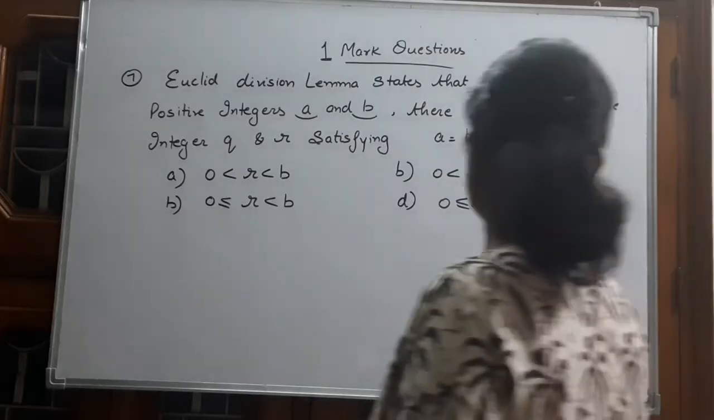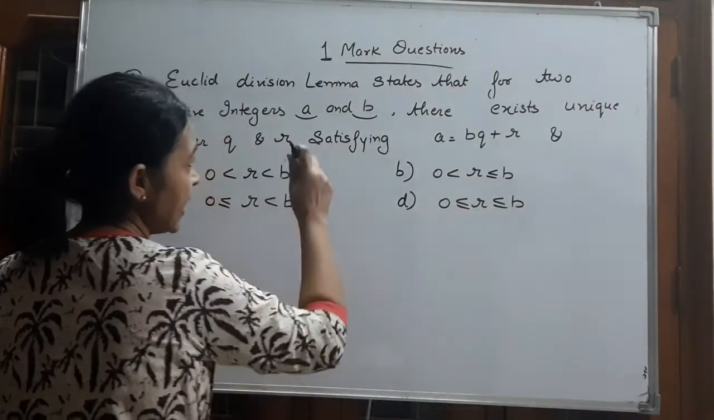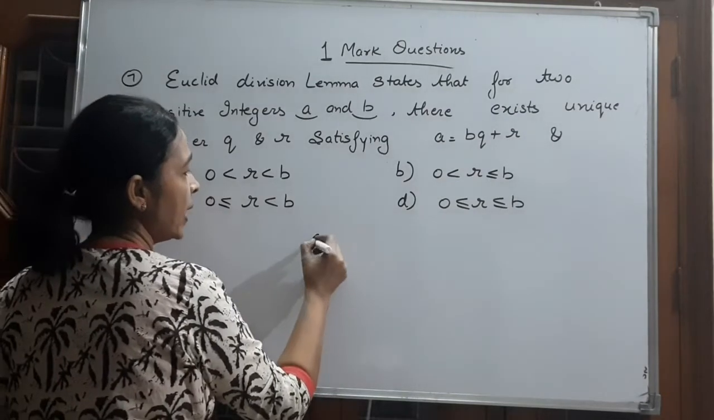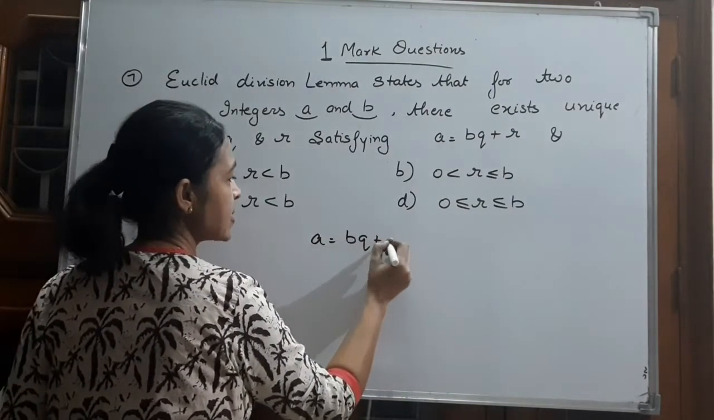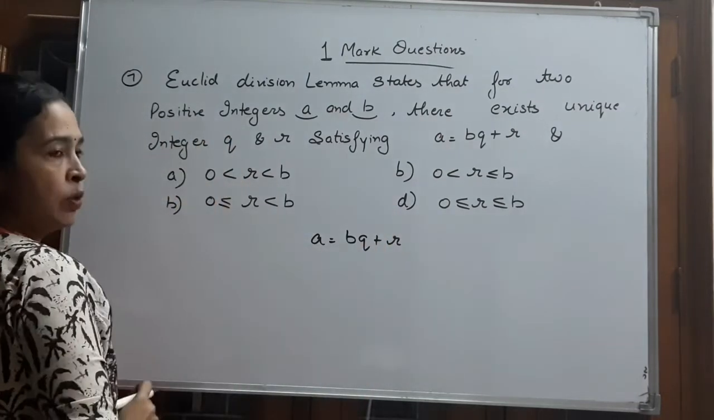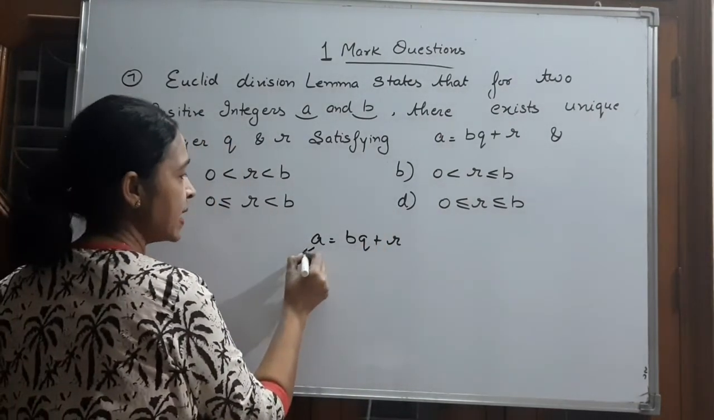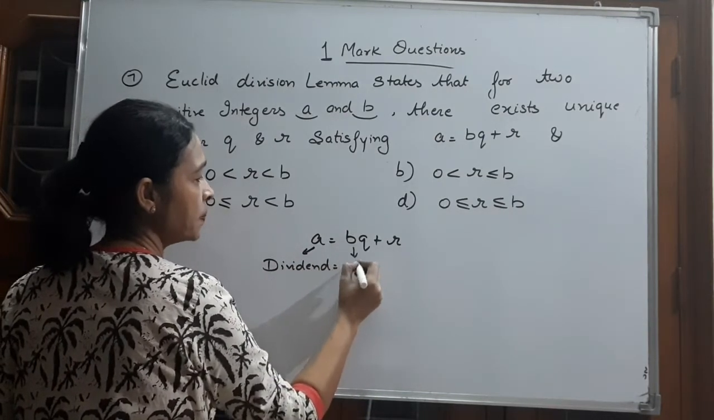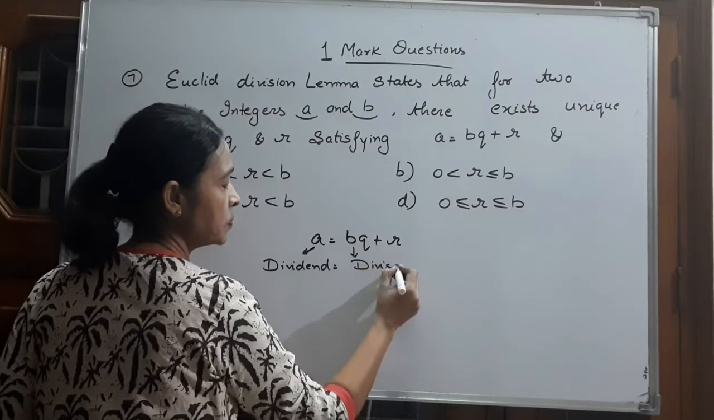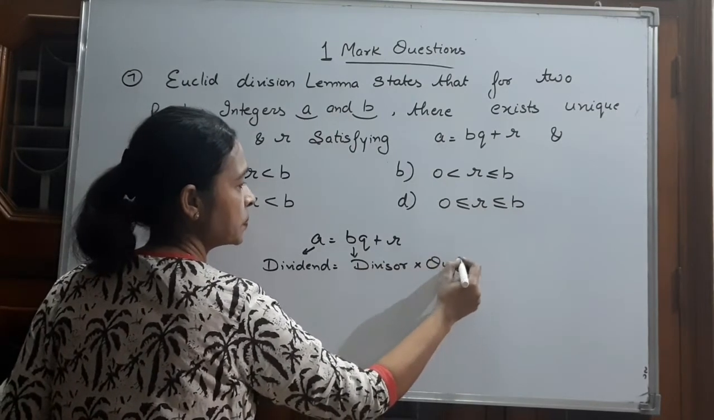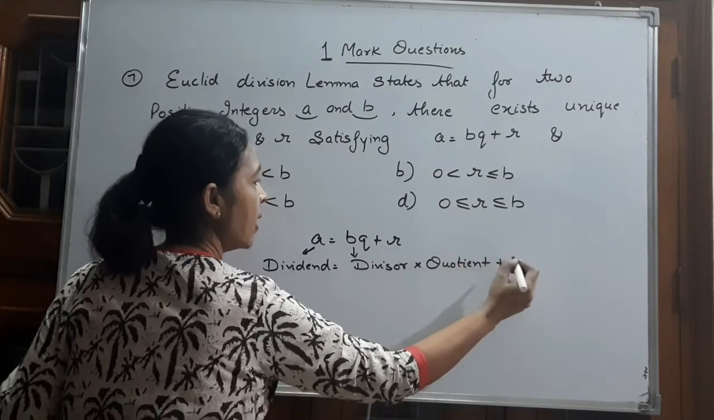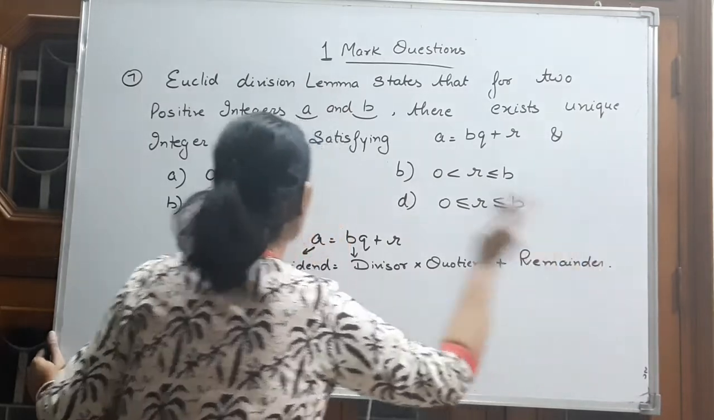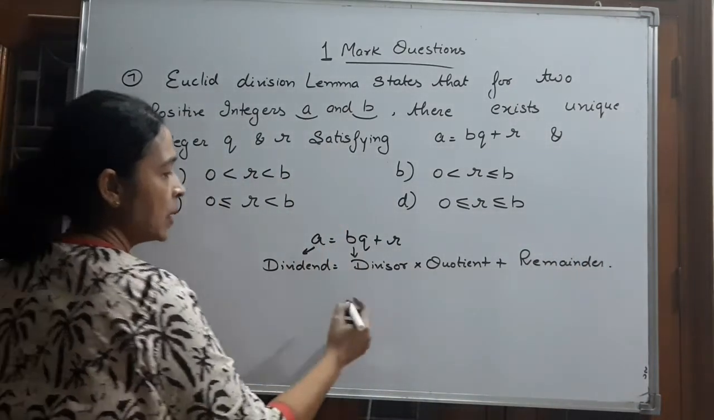Euclid division lemma states that for two positive integers a and b, there exists unique integer q and r satisfying a equals to bq plus r. These four options are given. You have to find the correct option. What is A? Dividend. What is B? Divisor. Q is quotient. And R is remainder. Now, which of these options is correct?